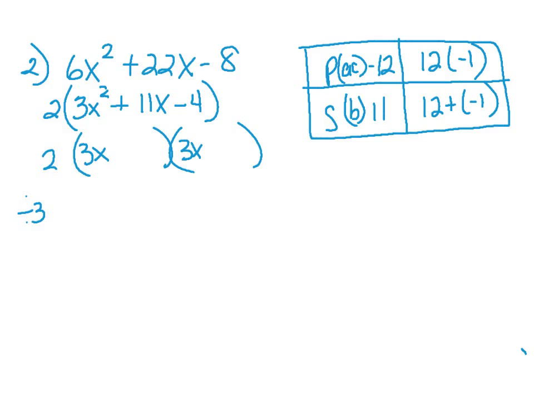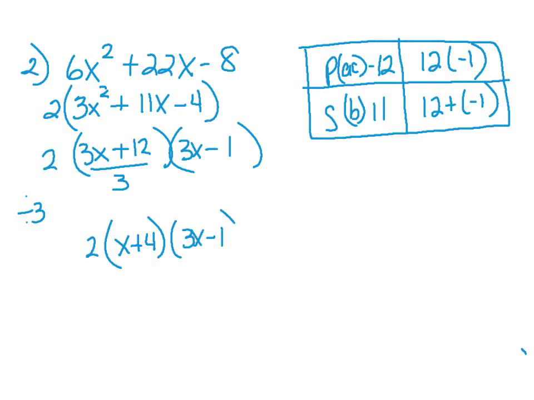So I'll have 3x plus 12 and 3x minus 1. Let's not forget to correct my mistake. I can divide 3 or factor out a 3 from that first binomial and bring down my factored expression. So I have 2 times x plus 4 times 3x minus 1.